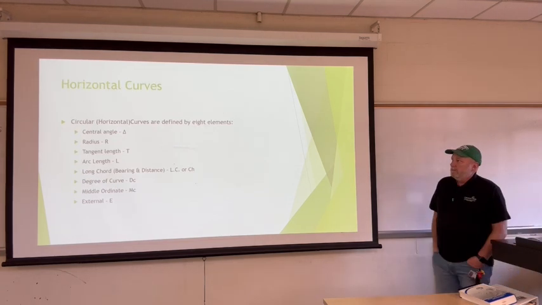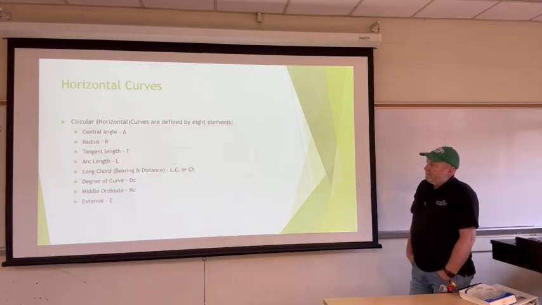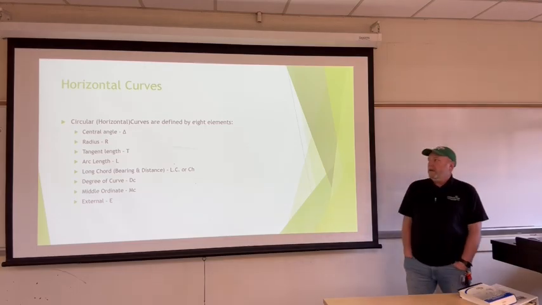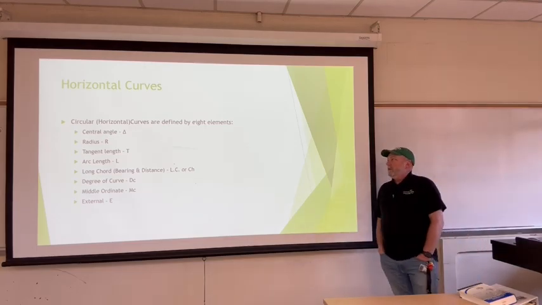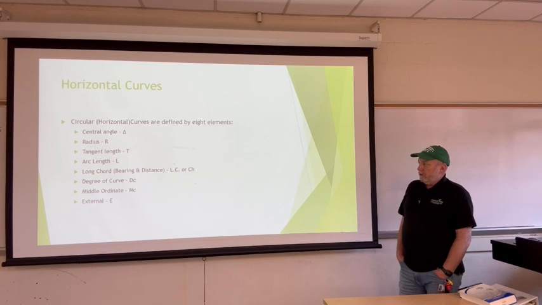We've gone over and talked about horizontal curves. They're defined by eight elements. Your central angle, also called an interior angle, I always refer to it as a delta angle, usually represented by the Greek symbol delta. You have your radius, tangent length, arc length, long chord. The long chord is your distance.